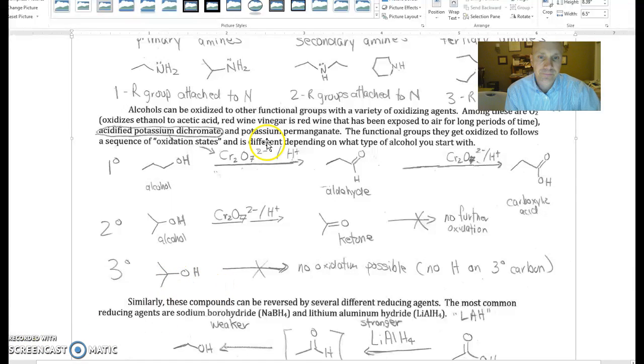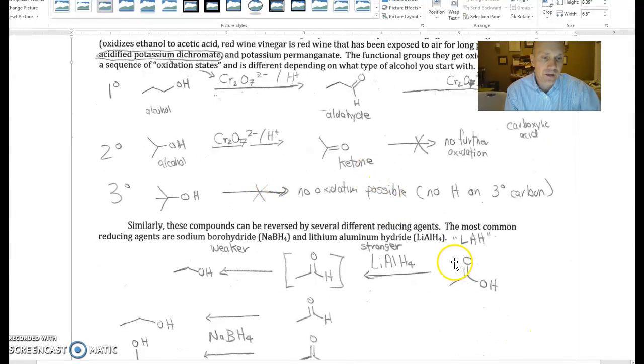So just like we can use oxidizing agents to go up the oxidation ladder, there are some chemical reagents called reducing agents that will take things back down the oxidation ladder. So we will go towards more reduced forms. The two common reducing agents are sodium borohydride, which is NaBH4, and lithium aluminum hydride, which is LiAlH4, and this is commonly referred to as LAH.